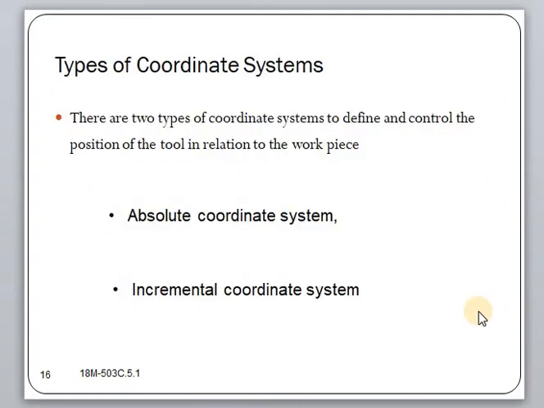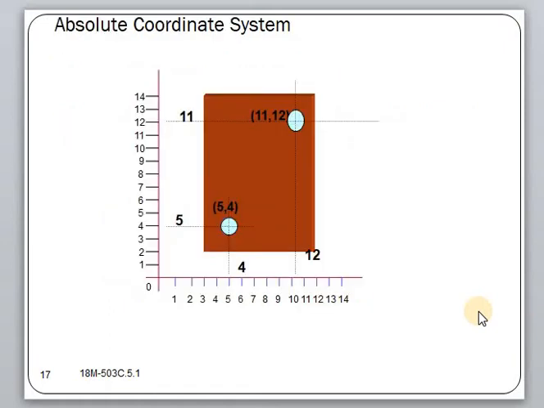So, coordinate systems. First one, absolute coordinate system; second one, incremental coordinate system or positioning system. In this mode, the desired target position of the tool for a particular move is given relative to the origin of the program.